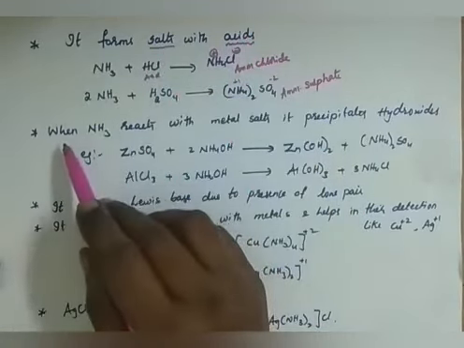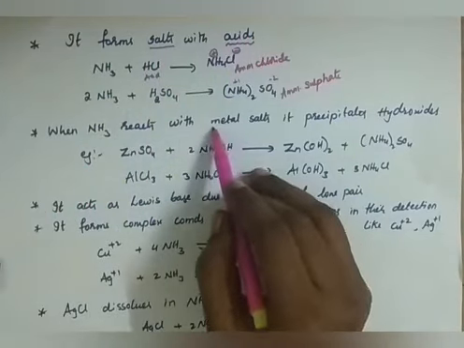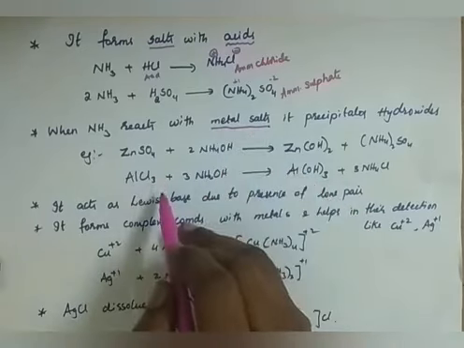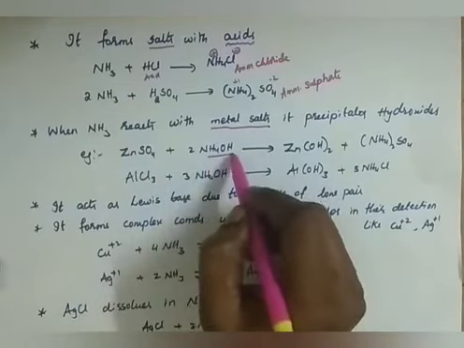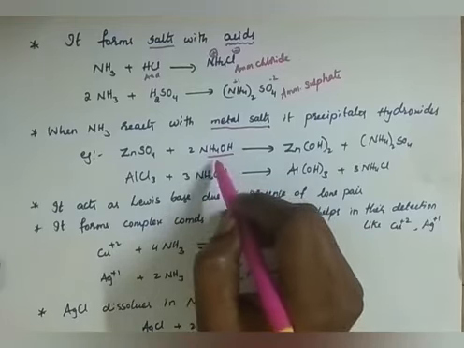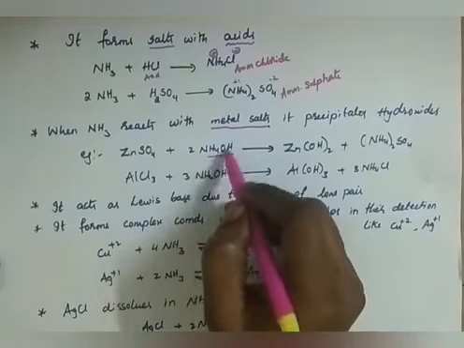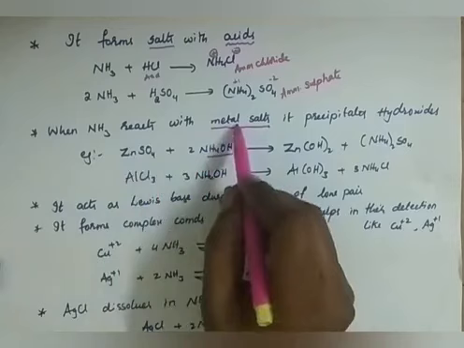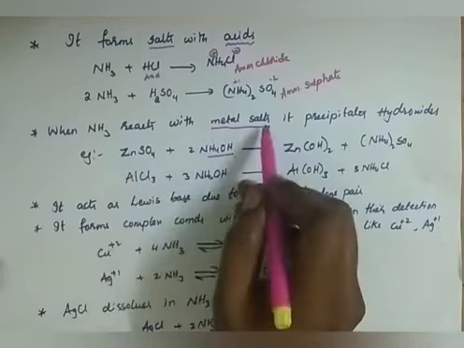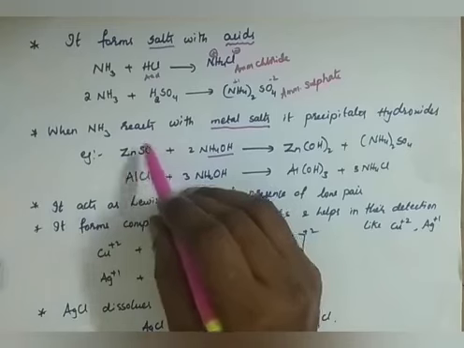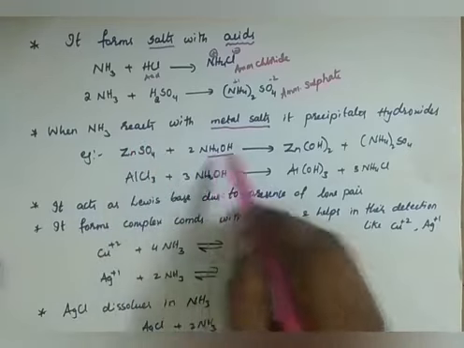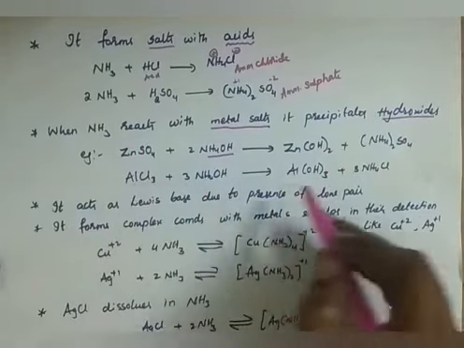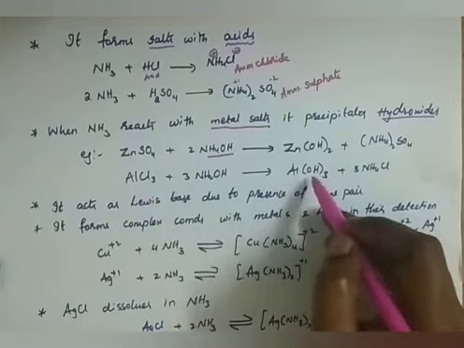Then the next reaction: it reacts with the metal salts. When it reacts with the metal salts, it precipitates hydroxides. See, whether I write ammonium hydroxide or ammonia is one and the same, because ammonia will react with water to combine. So, when it reacts with zinc sulfate, because zinc is a metal, SO4 minus 2, zinc plus 2, it reacts with ammonia and forms the hydroxide, zinc hydroxide. See here, when it reacts with aluminium chloride, it forms aluminium hydroxide.